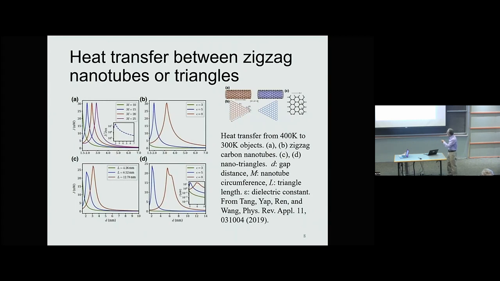What we found here is that if you put this in a background dielectric, it enhances the transmission. So a higher dielectric can give you a higher value. In fact, the peak shifts to a further distance, and the distance here is only on the scale of several nanometers.